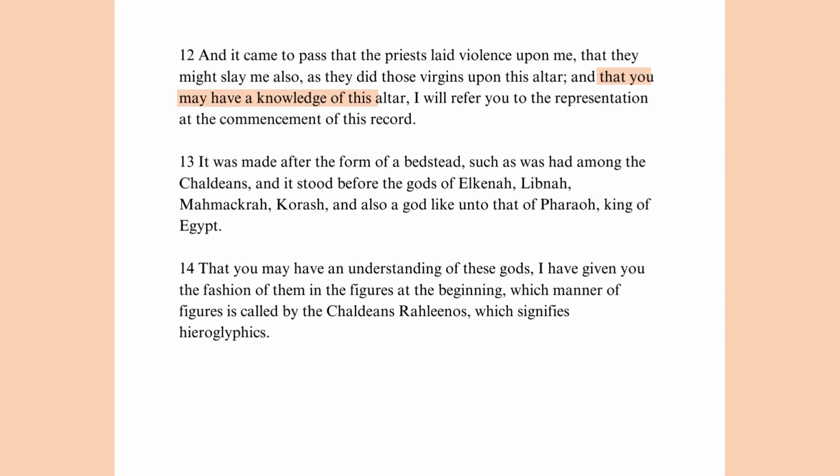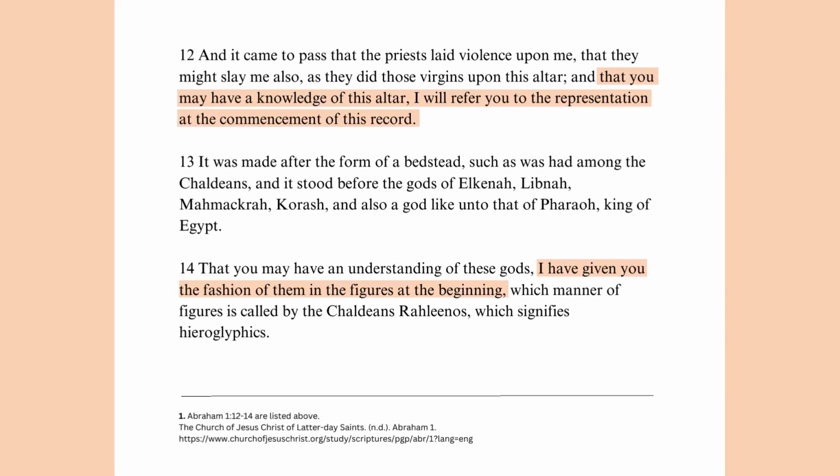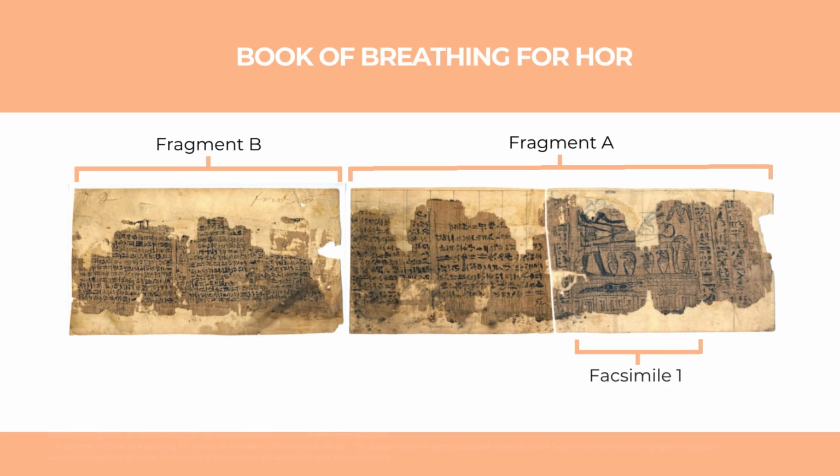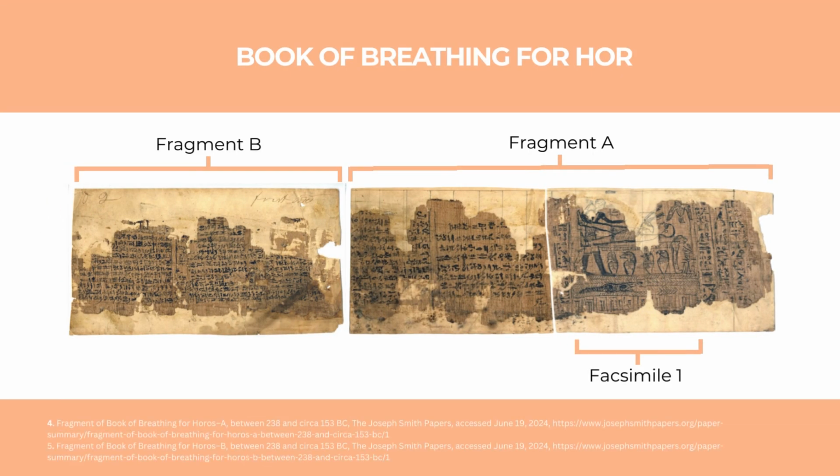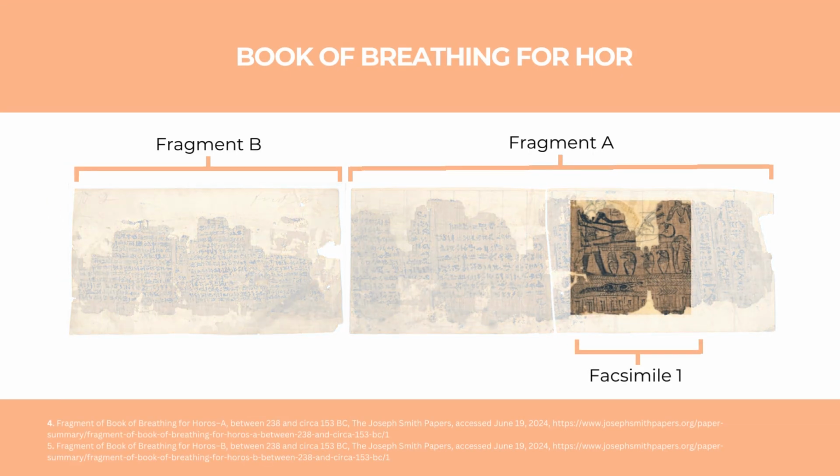The first evidence comes from Facsimile 1. In Abraham chapter 1, verses 12 and 14, both reference the scene depicted by Facsimile 1 and state that it is at the commencement of the record. One of the fragments we have now is the Book of Breathings for Hor, and at the beginning of this roll, we find Facsimile 1. Note that Egyptian text goes right to left.